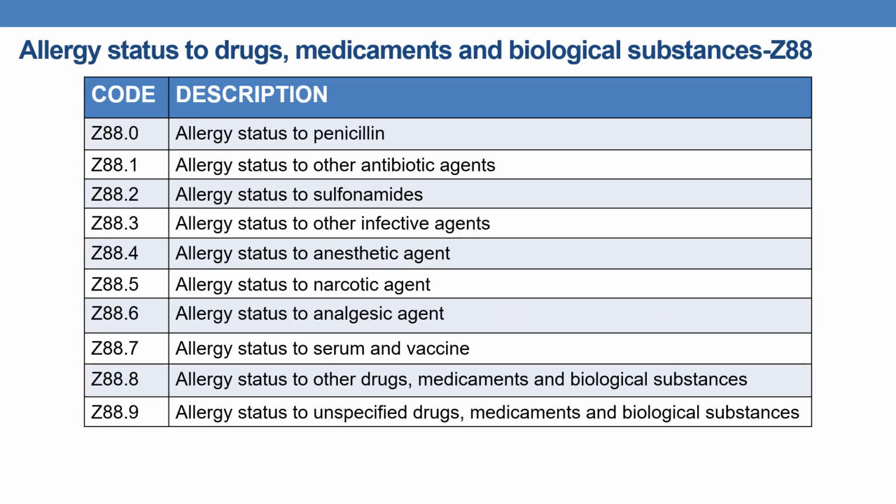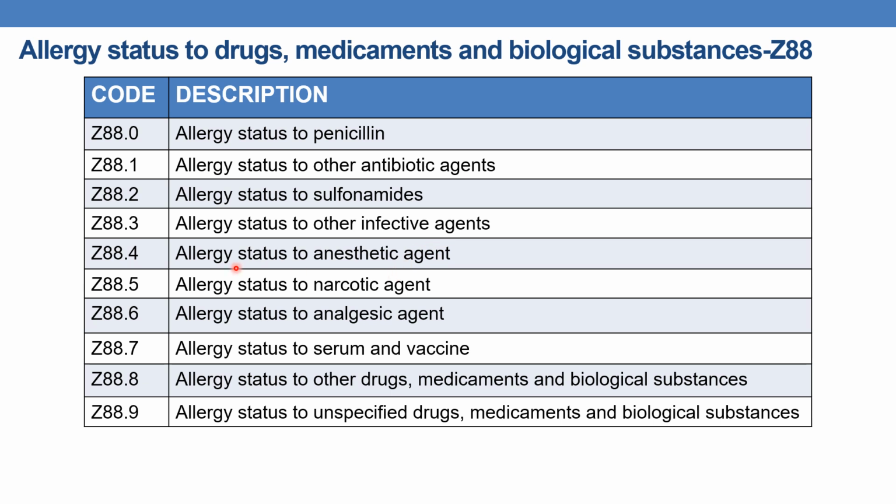Now coming to the first category, that is Z88, which is allergy status to drugs, medicaments, and biological substances. The first code is Z88.0, allergy status to penicillin. Next is Z88.1. It deals with allergy status to other antibiotic agent. The next is Z88.2, allergy status to sulfonamides. The next is Z88.3. It deals with allergy status to other infective agents.